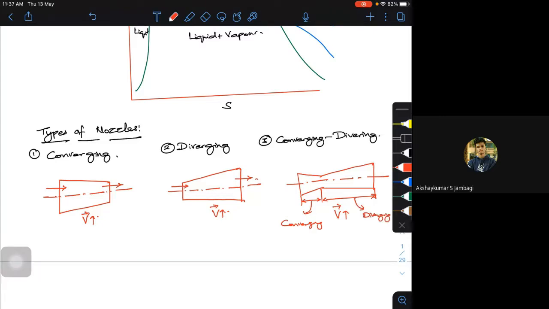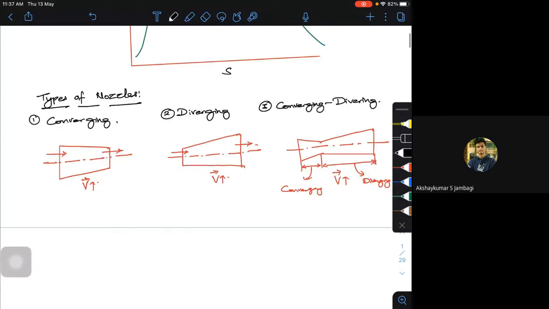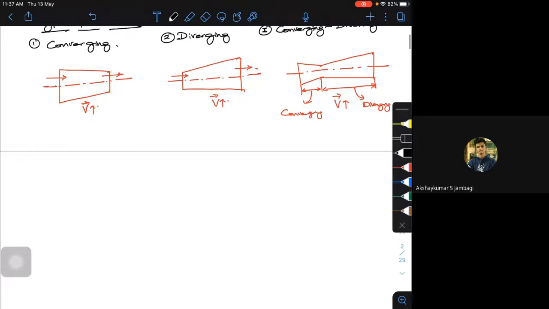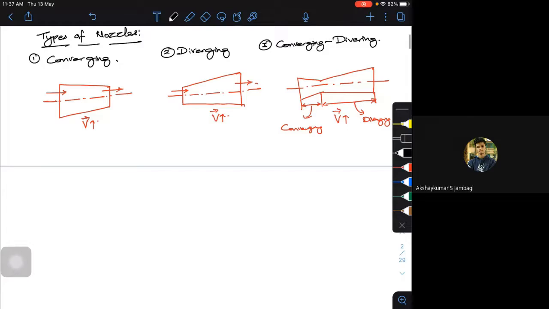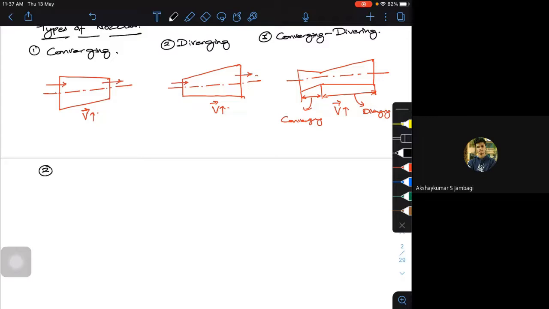So with respect to the geometry, we have three classifications: converging, diverging and converging-diverging. Now depending upon the direction of the fluid, which is axial, the second classification we can have, this is the first classification, which is based on the geometry. The second one depends upon the direction of the fluid flow.